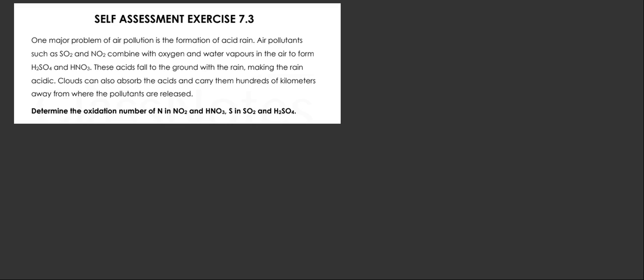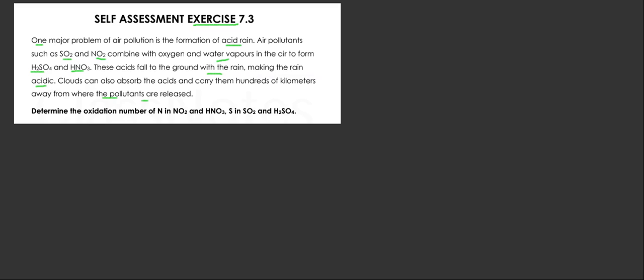Now this is self-assessment exercise 7.3 from your book, which says that one major problem of air pollution is the formation of acid rain. Air pollutants such as sulfur dioxide and nitrogen dioxide combine with oxygen and water vapor in the air to form sulfuric acid and nitric acid. These acids fall to the ground with the rain, making the rain acidic. Clouds can also absorb the acids and carry them hundreds of kilometers away from where the pollutants are released.